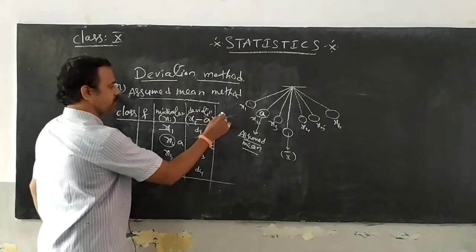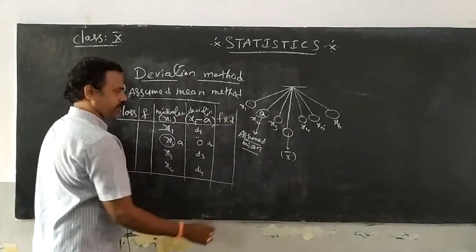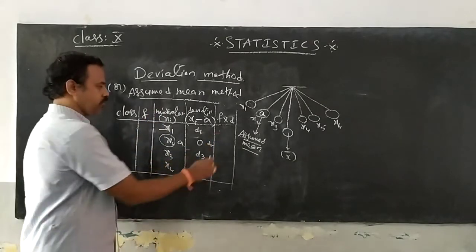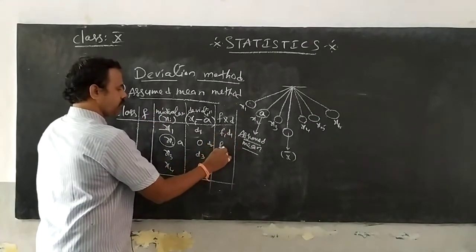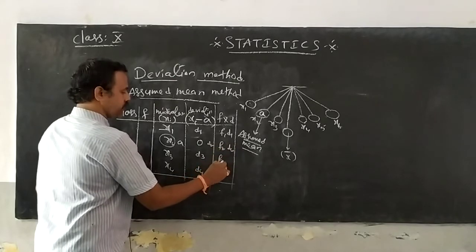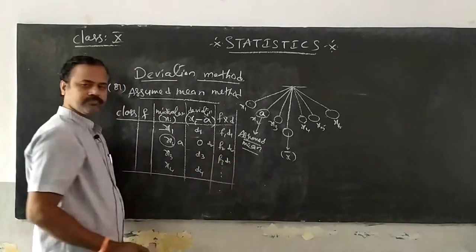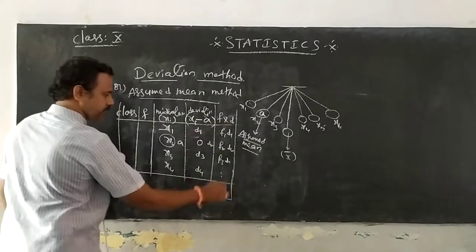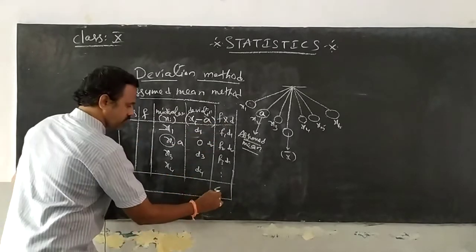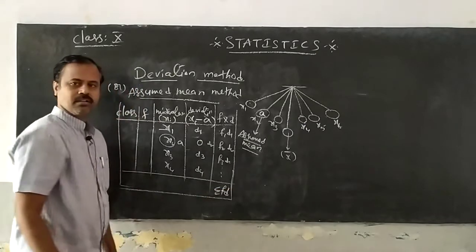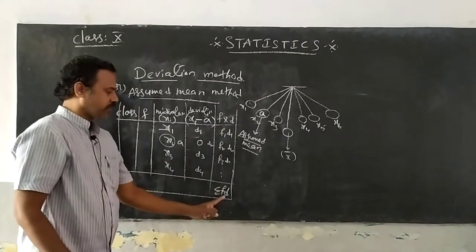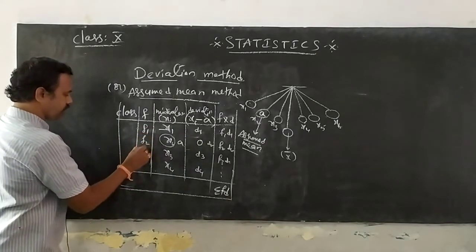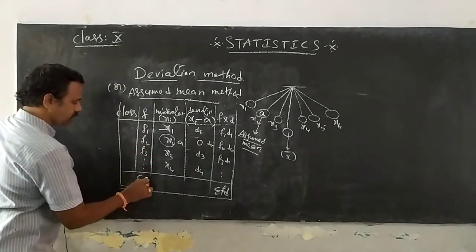You want to find f into d. That is a product of the frequency and the deviations. So you find out here f1 d1, f2 d2, f3 d3, and so on. Now what is the sum of all these products? Very good. Sigma fd, the sum of all the products of frequencies and the deviations, and I get the sum of all the frequencies f1, f2, f3, and so on. So this is sigma f.